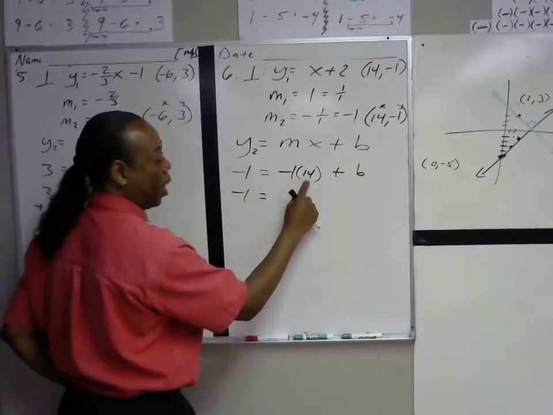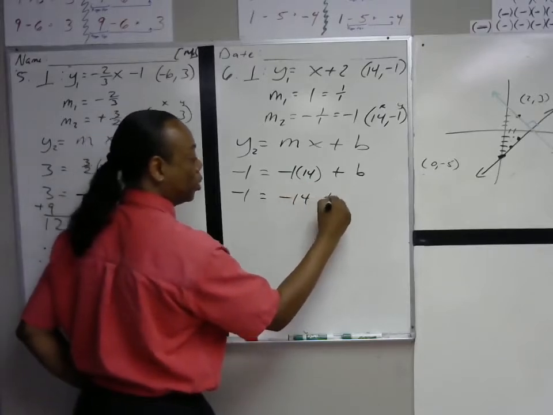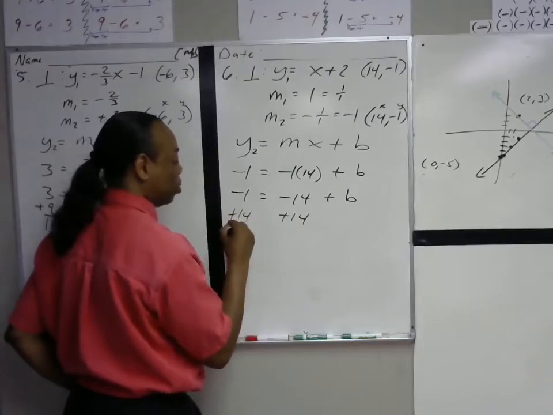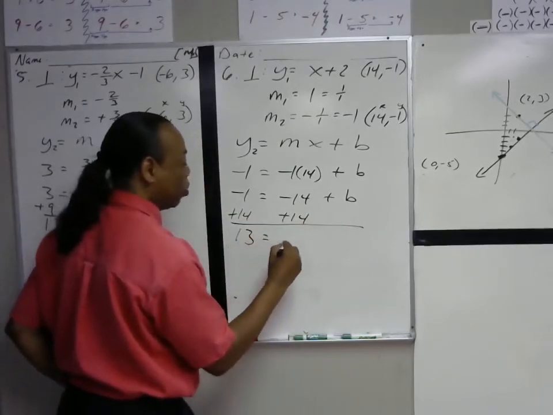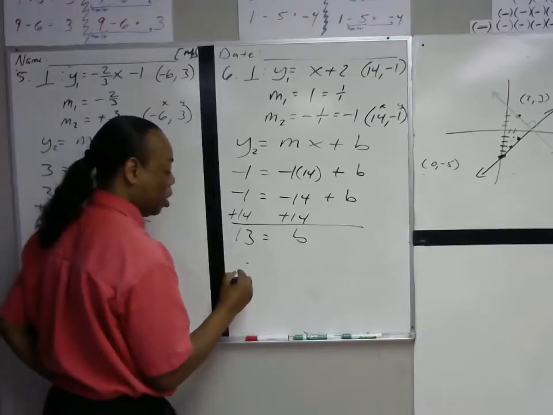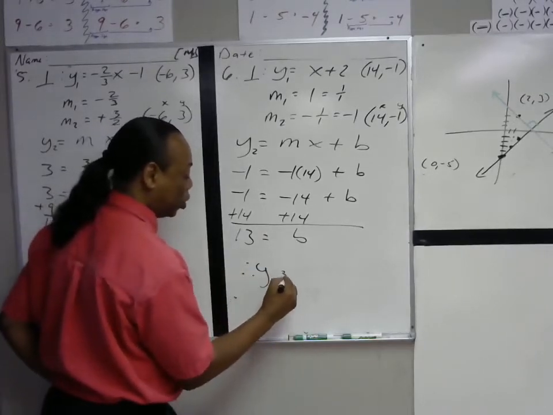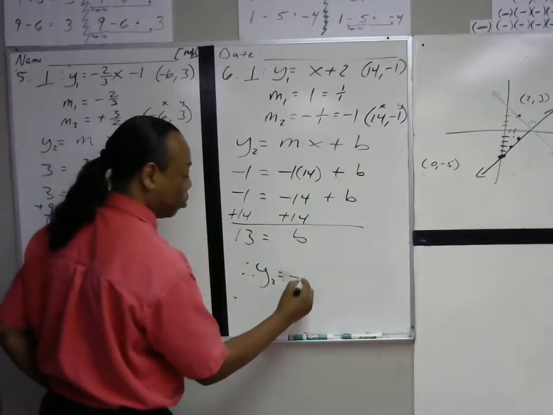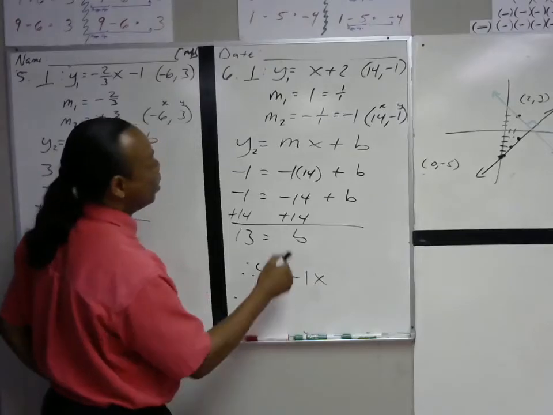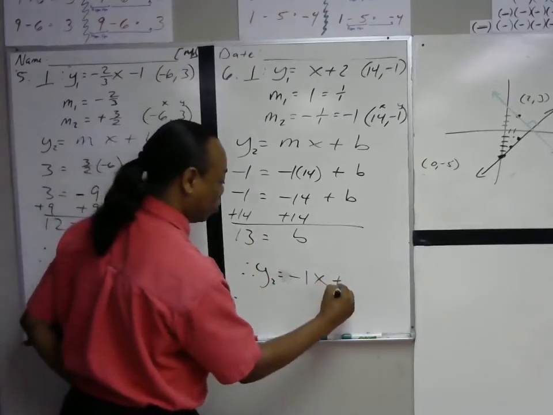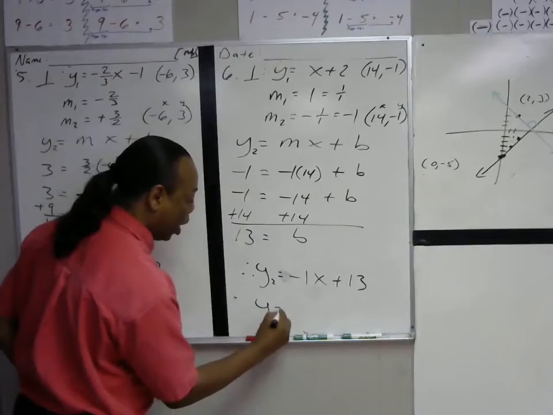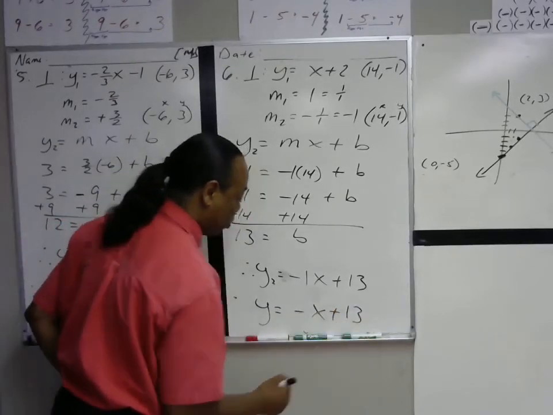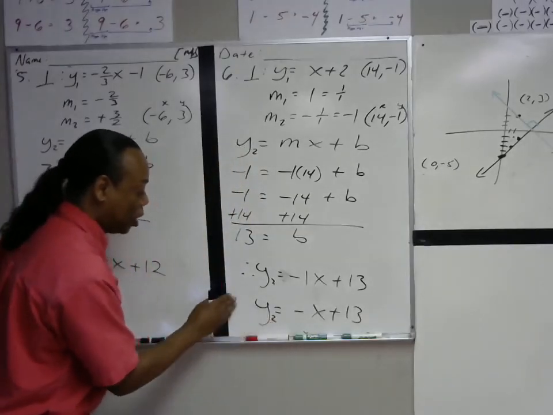Negative 1 times a positive 14 is negative 14 plus b. Then we're going to add 14 to both sides. And we'll end up with 13 equals b. Therefore, our conclusion is that our second equation will use the second slope, which is negative 1, x, and then plus 13. This can also be written as just negative x, because one is understood, plus 13. And again, this is our second equation.